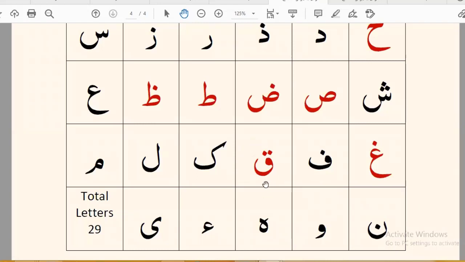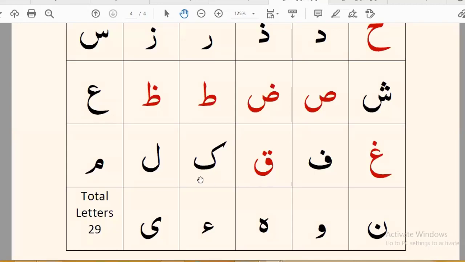Is this one with a thick sound or a thin sound? A thick sound. Thick sound, excellent, because it's highlighted in red. So it's one of the thick sounding letters. This is pronounced as Qaf. Qaf. Good, well done. One more time. Qaf.